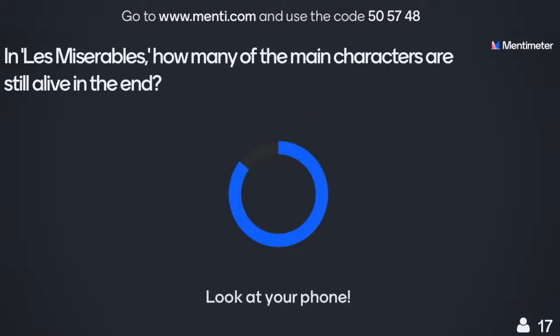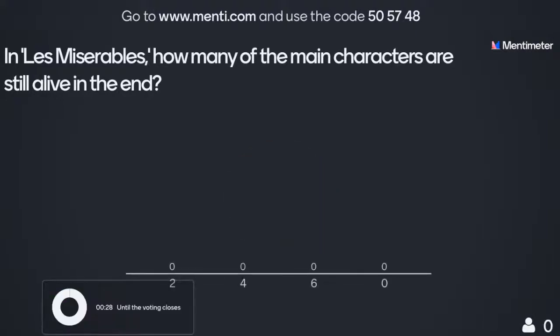So this is the musical theatre general knowledge round. The first question is, in Les Miserables, how many of the main characters are still alive in the end? So is it 2, 4, 6, or none of them?